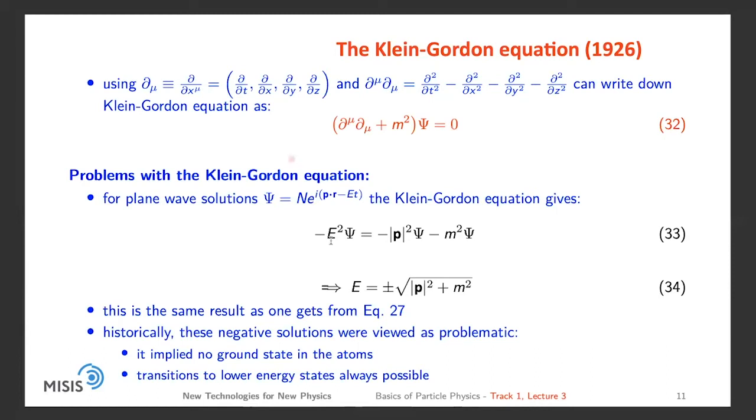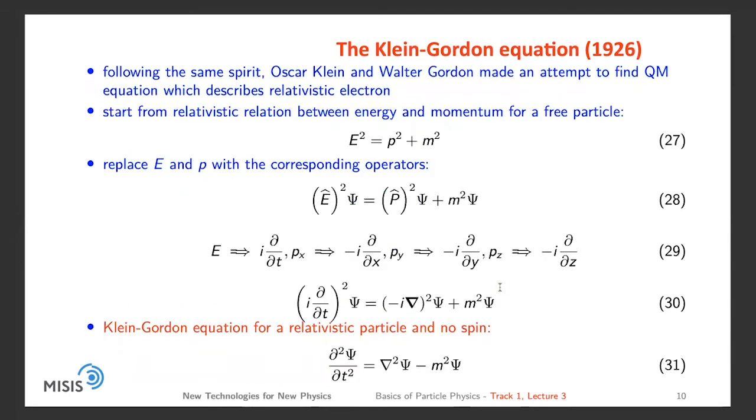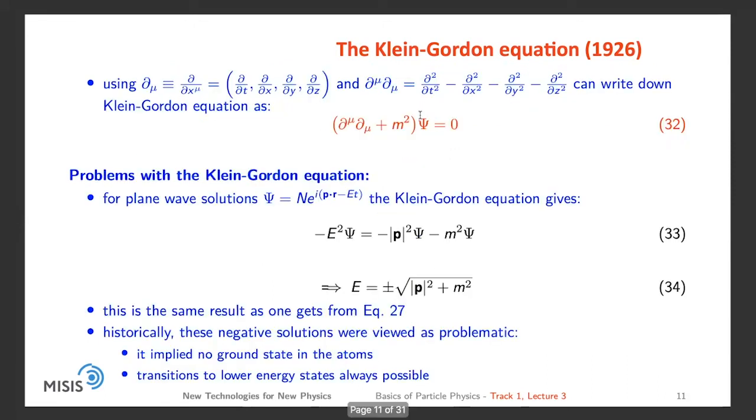For example, for the plane wave solution psi, which we had previously, the Klein-Gordon equation gives the following expression, and here we find that energy can be equal to plus or minus the square root of p squared plus m squared, which is the same result which in principle one can get directly from equation 27 here. Historically, these negative solutions were viewed as problematic because they imply that there is no ground state in the atoms and transitions to lower energy states were always possible.